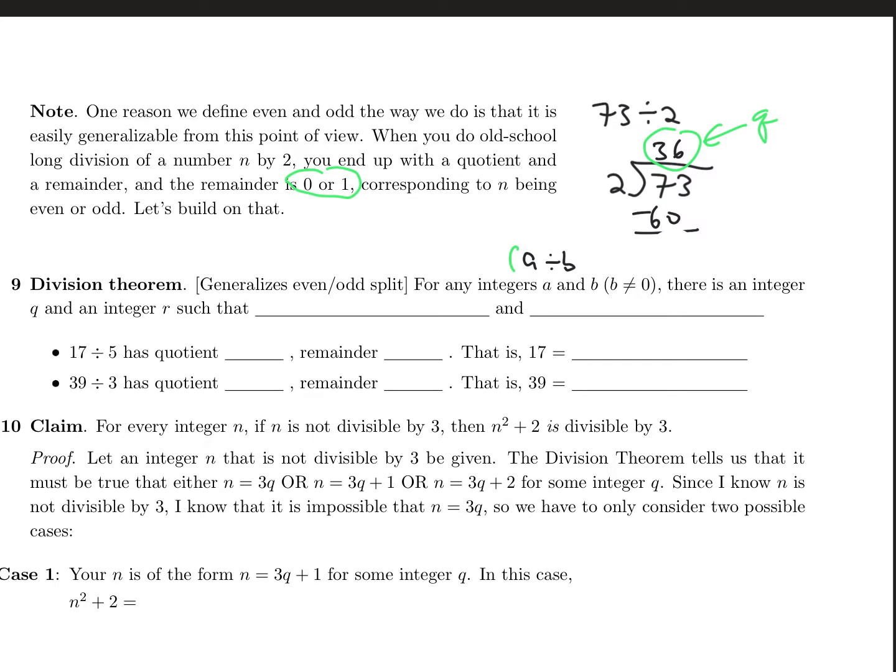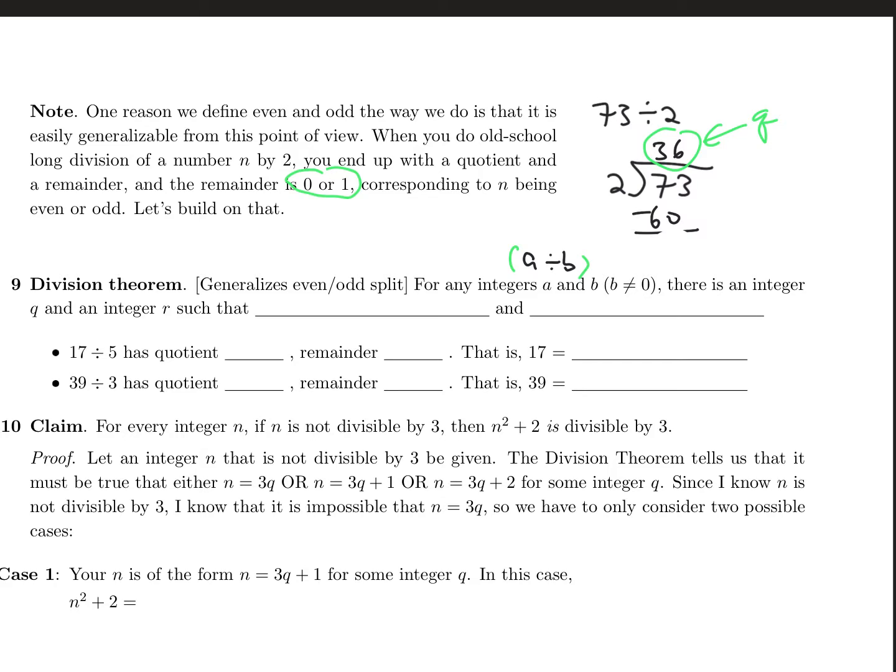And when I do that division problem, I don't want to worry about b being 0. I don't want to have to think about dividing by 0. So I'll say b is not 0. When I do the division problem a divided by b, I'm going to get a quotient q and a remainder r. Now, we don't want to introduce division notation for as long as we can possibly help it.